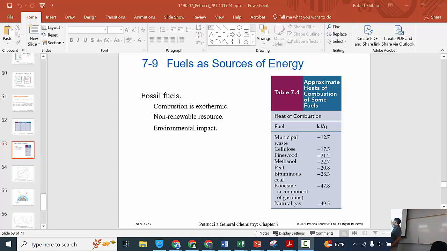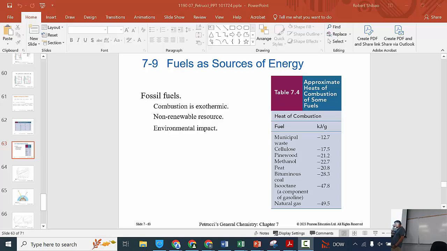And so if you look at it, which one gives us the most energy per gram? Natural gas. Natural gas is excellent fuel. You look at the oxidation state of carbon in natural gas, -4, so it can go from -4 to +4. That's 8 electrons per carbon atom. And so it's quite a good fuel. It's quite electron rich. Not only that, natural gas burns very clean.